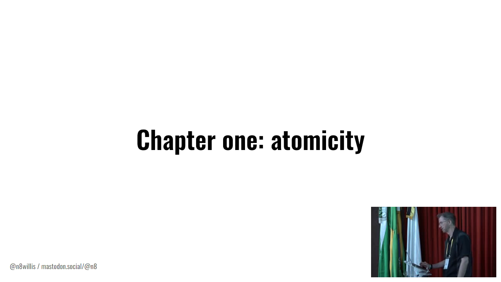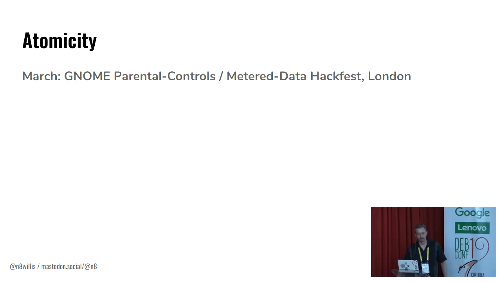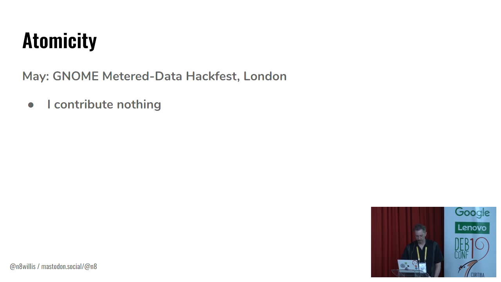This is actually sort of a story, so it has chapters. It begins in March. Travel back in your mind's eye to March. There was a GNOME Hackfest for parental controls and metered data in London at the vast corporate Red Hat office there. And I went because it was close by. I used to live in a place where there was never a Hackfest locally, and I actually wanted to participate in that. I contributed nothing.